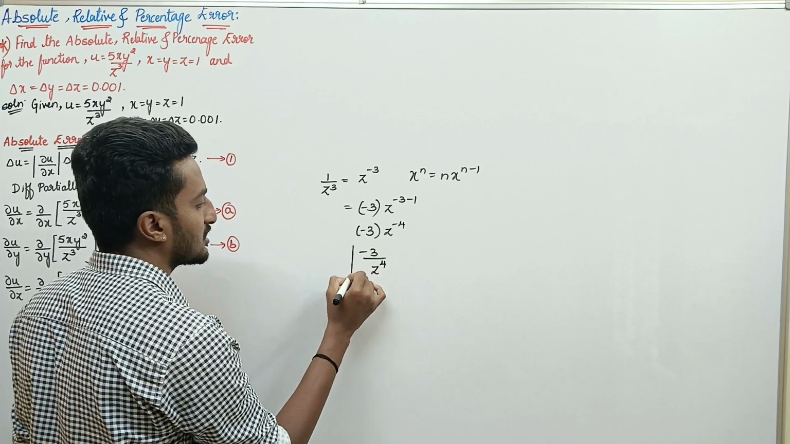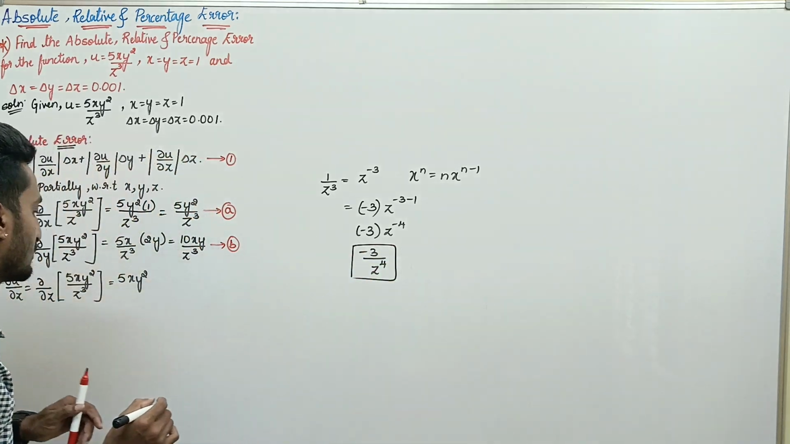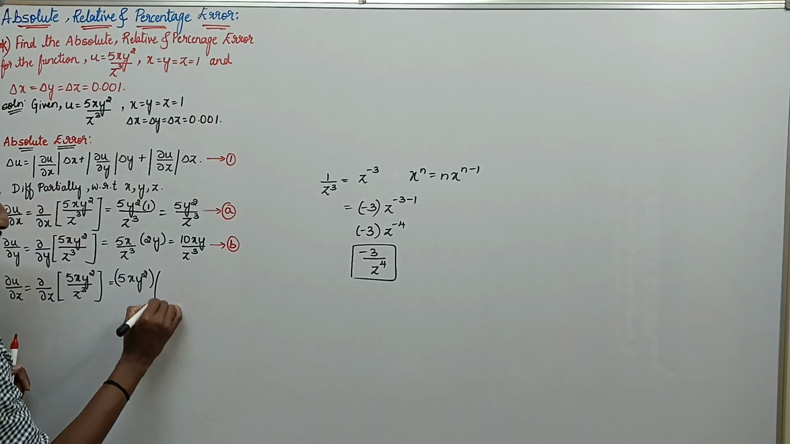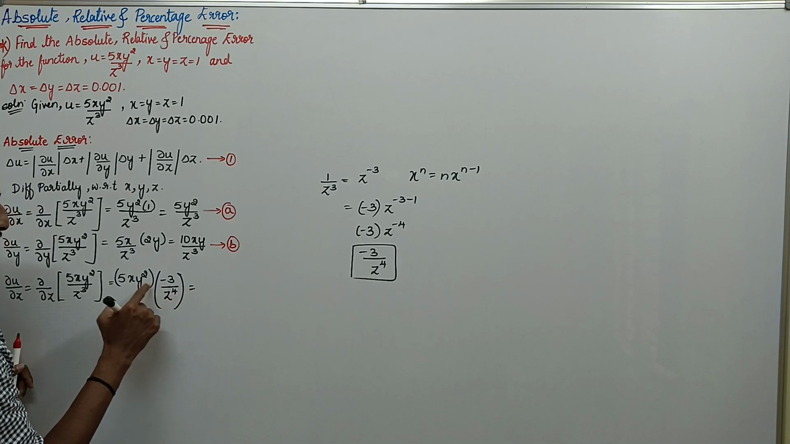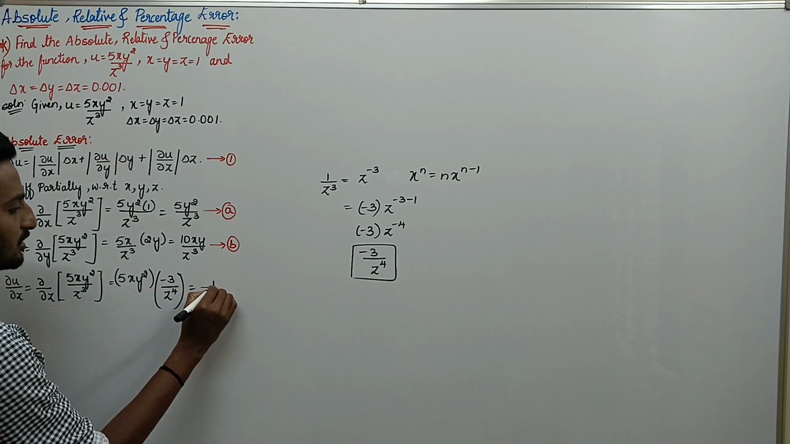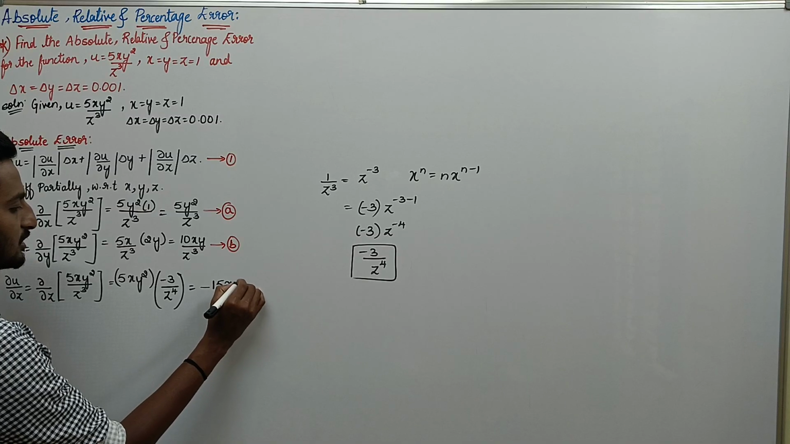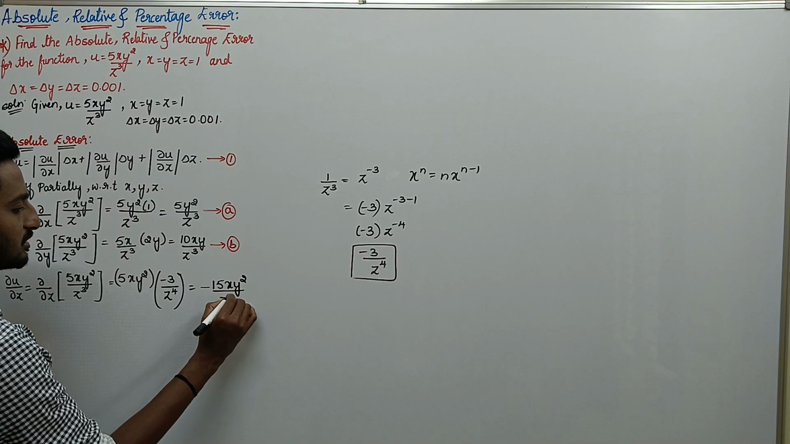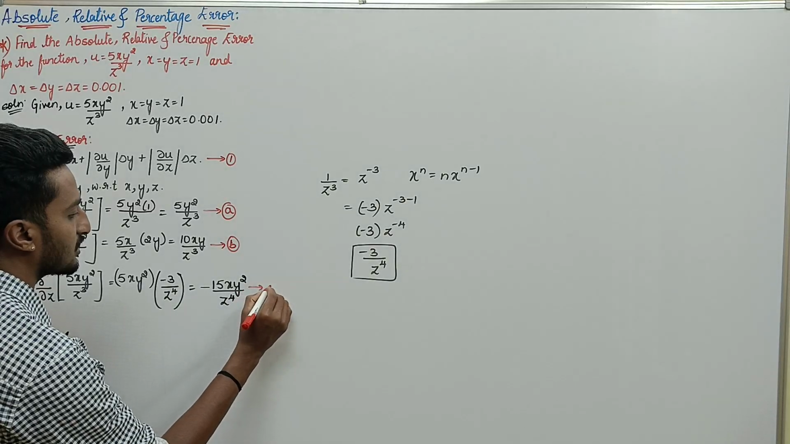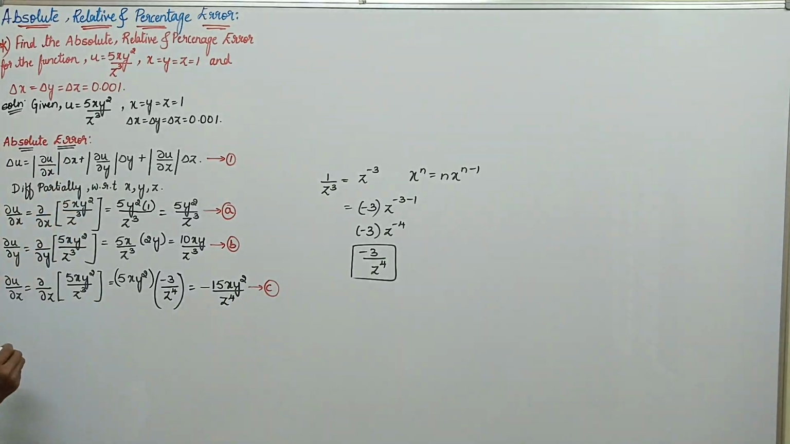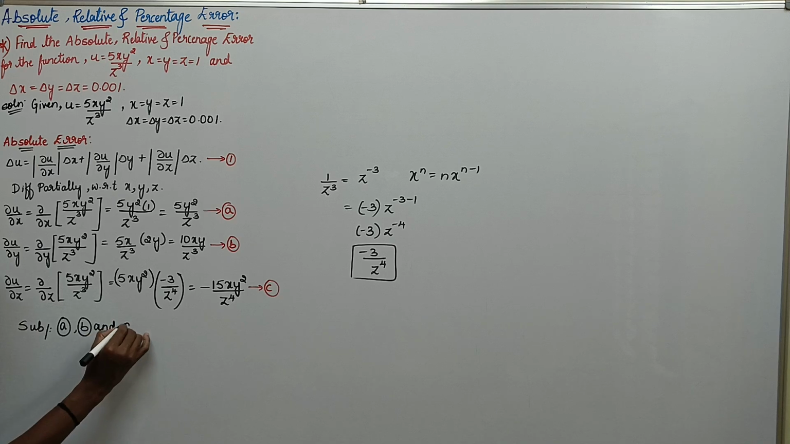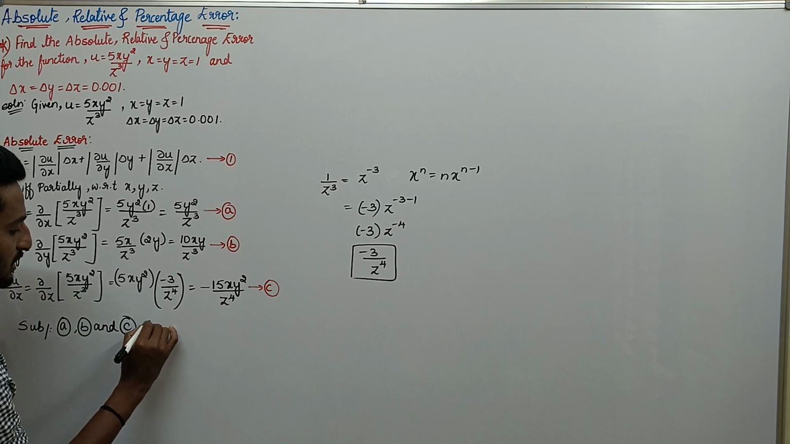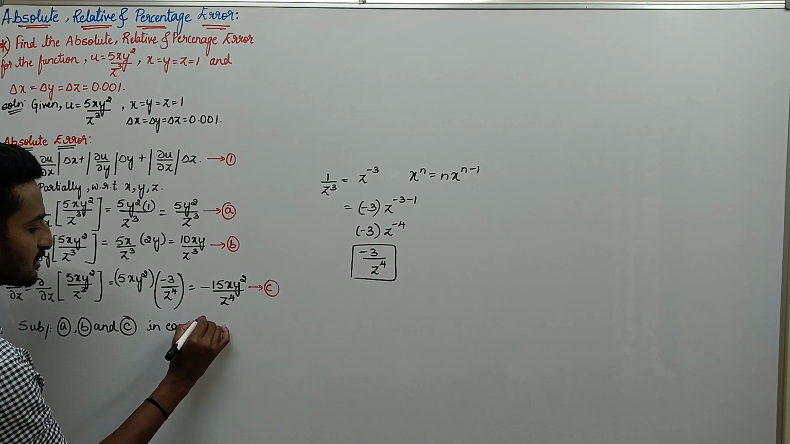Got the point? After differentiation you get minus 3 by z to the power of 4. Minus into plus, minus 5 3s are 15xy square divided by z to the power of 4. Consider this as equation number C. Now substitute A, B and C in equation number 1.